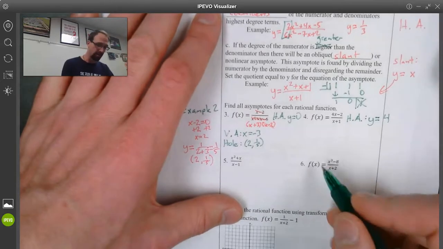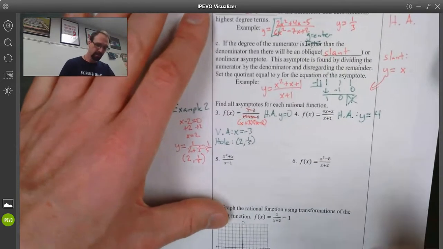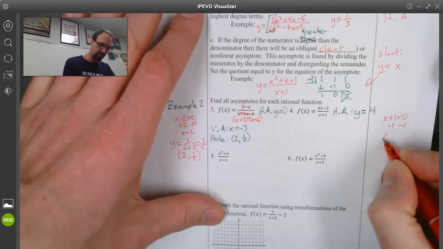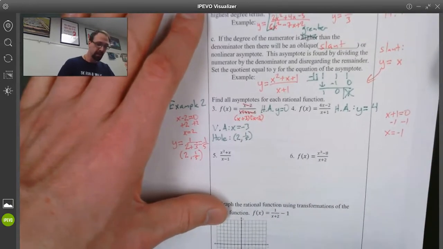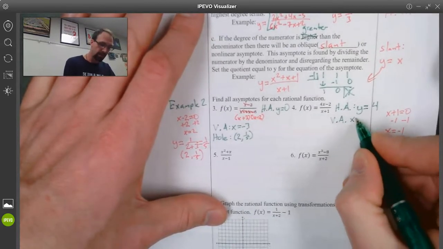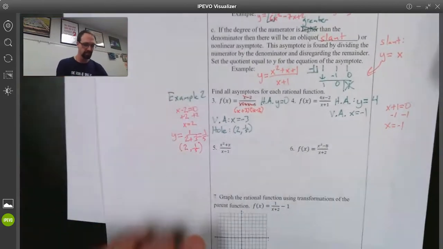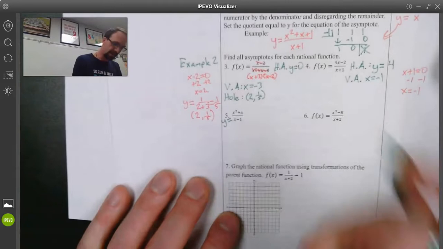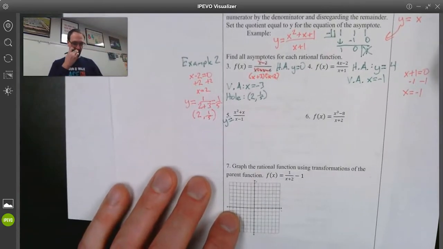Set my denominator equal to 0 and then solve. So x plus 1 equals 0. Subtract 1 on both sides and I get x equals -1. So this has a vertical asymptote at x equals -1. Number 5 is written incorrectly. I just caught that. It should be g of x equals.